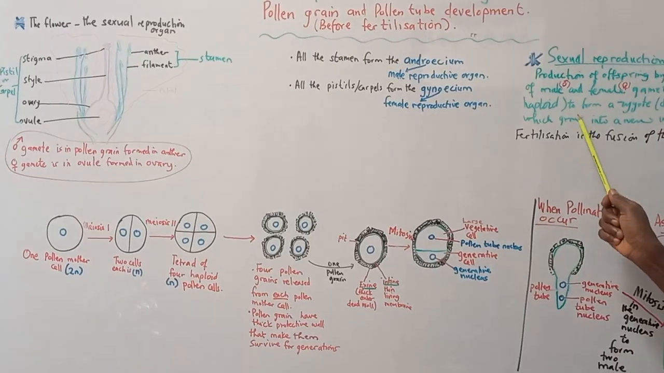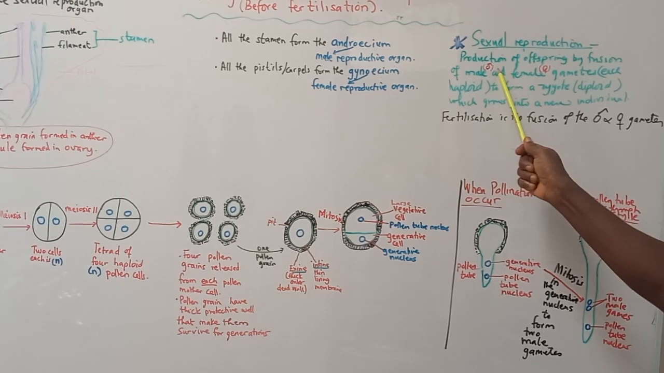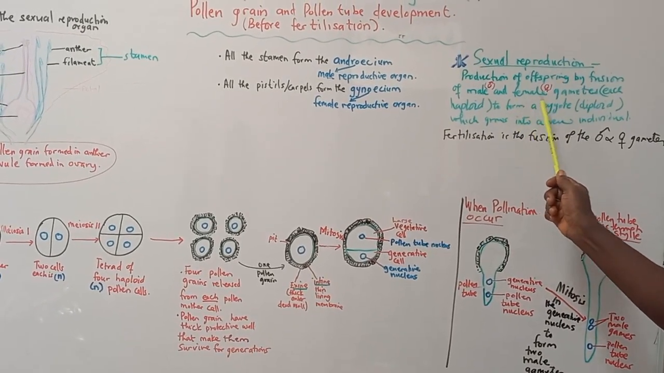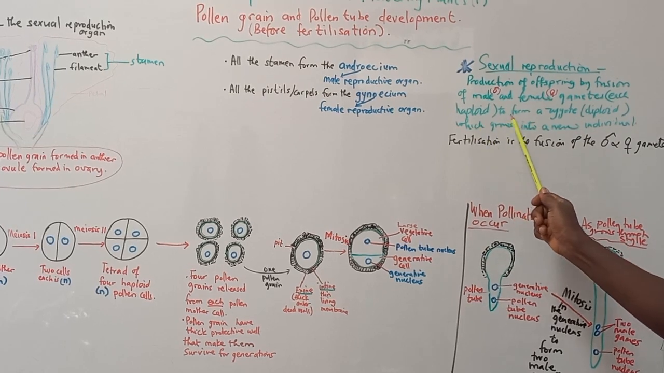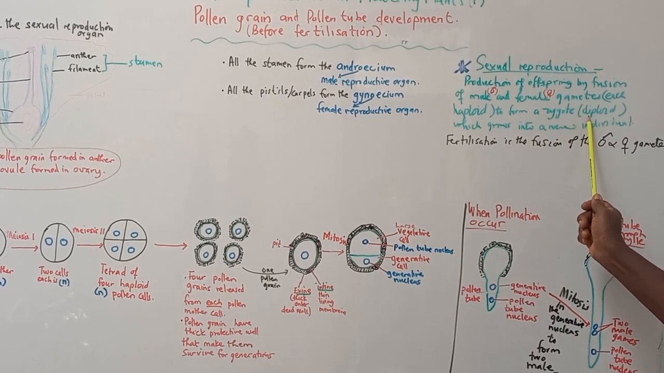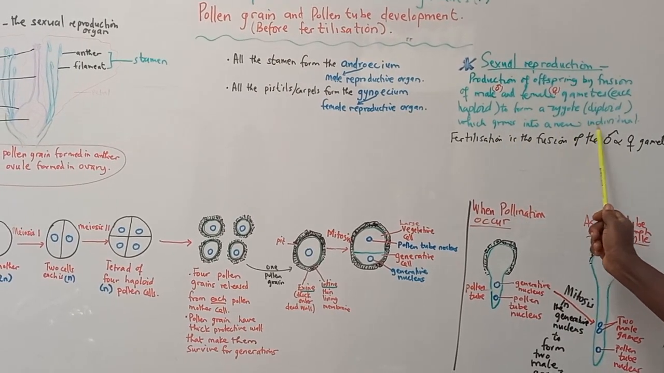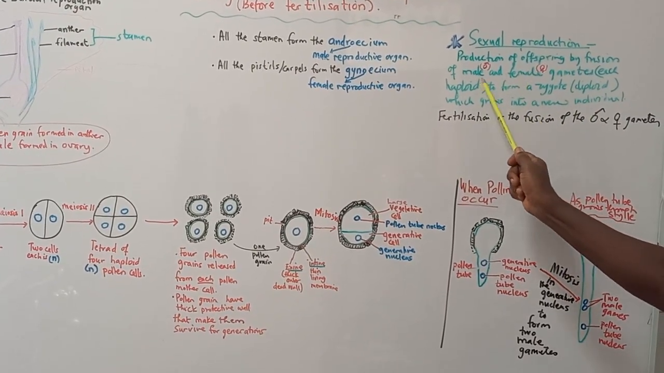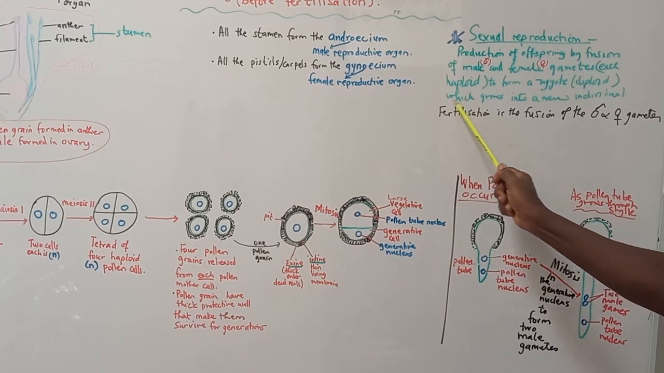That's the flower. Now, sexual reproduction is the production of offspring by the fusion of male and female gametes, which are haploid, to form a zygote, that's diploid, which grows into a new individual. The fusion of the male and female gametes is what is known as fertilization.